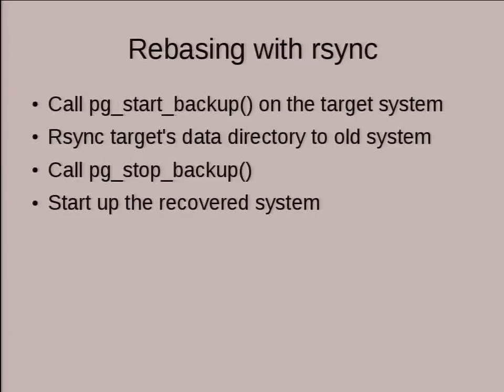A faster way to do this is to use rsync, which is nice. So if you have a master and the standby server, you fail over and then you try to fail back, what you need to do is to do pg_start_backup on the new master server, and then you rsync. Instead of doing a new base backup, you use rsync to sync up the data directory in the old master. And then you call stop backup, and then you can recover it like you would recover a base backup. And this is much faster than recovering a full base backup because rsync only has to send the difference. But the problem is still that if you have a 10 terabyte database, it still has to actually read through that 10 terabytes on both systems so that it can see if it's changed.